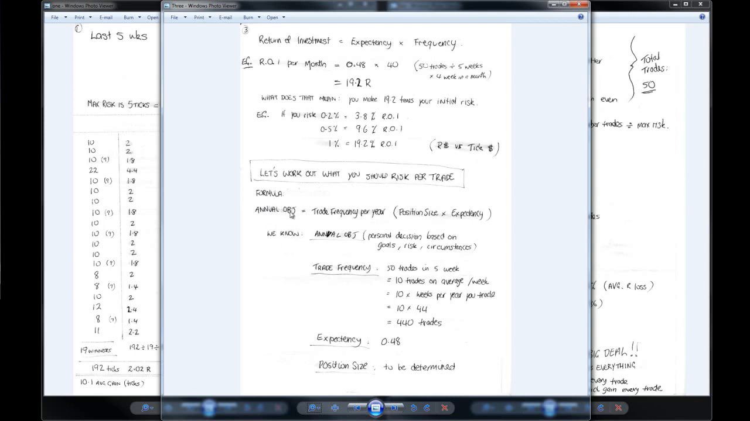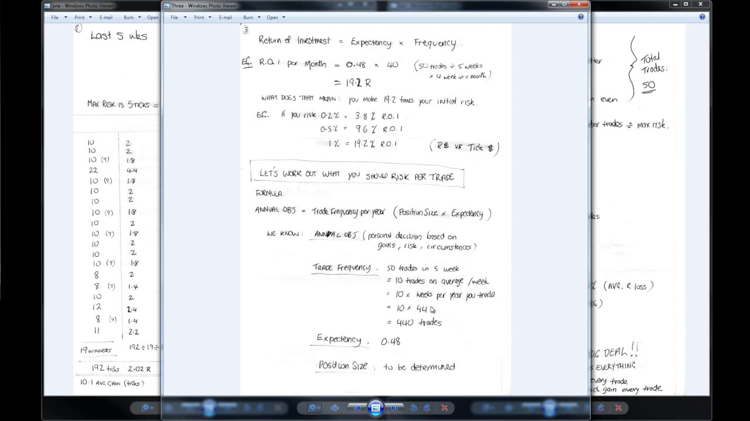Okay, so annual objective equals trade frequency multiplied by position size multiplied by expectancy. We know annual objective, like I said, it's your personal decision based on goals, risks, circumstances. We know trade frequency. If you have a rough idea, that's a great place to start, but work out a more consistent figure, because as you know, we have slower markets, fast markets, but you want to work out something that over a greater sample size will give you a pretty good average.